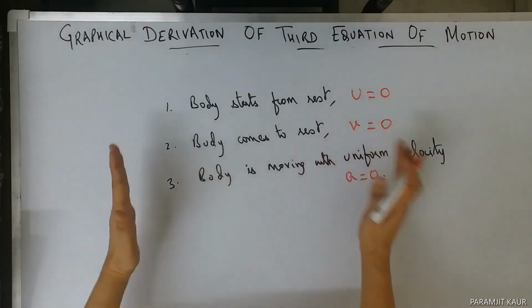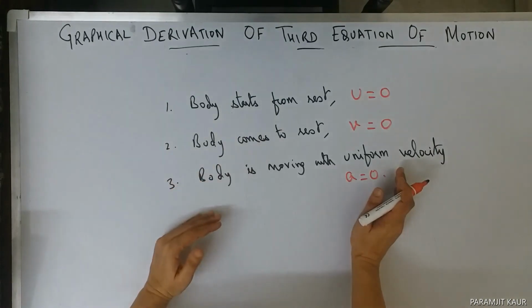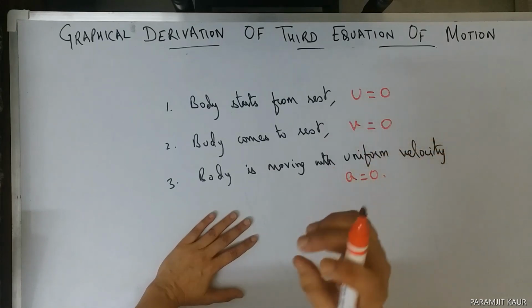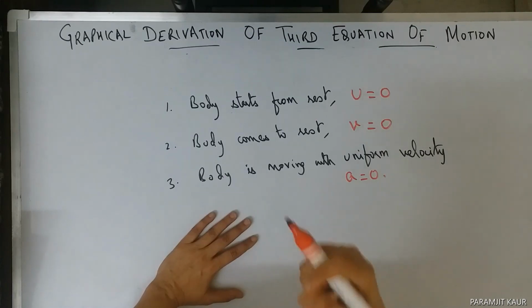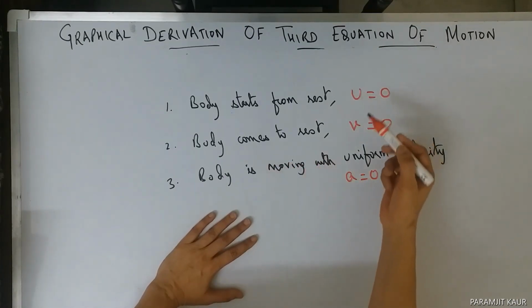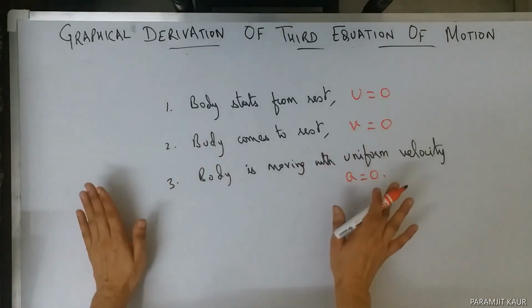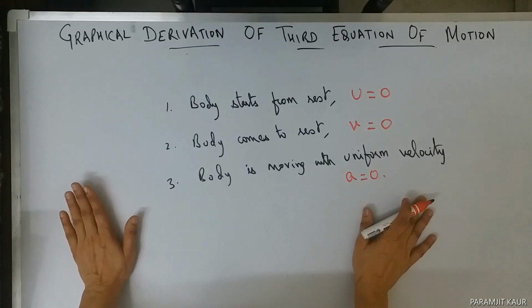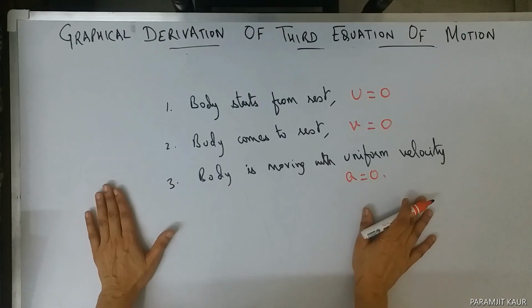These things will be given in a statement form in the numerical. You need to conclude from there and write down, because writing u equal to 0, v equal to 0 in a numerical carries marks, because that gives an idea that the concept is clear to you regarding initial and final velocity. So in the next class we will be doing the numericals based on the three equations of motion. By that time you must practice all the derivations of the three equations of motion. So thank you for now.